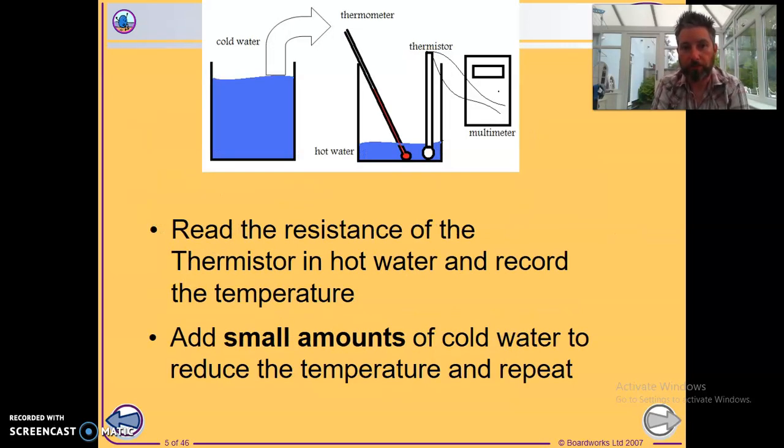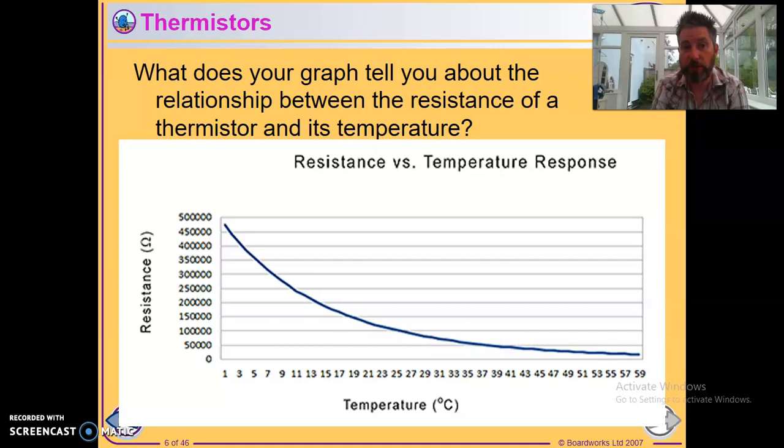So, what do we do? If we want to measure the resistance of a thermistor, what do we do? You put your thermistor into hot water and you measure the resistance. Then you add small amounts of cold water and you change the temperature and you record that, the temperature versus the resistance. And if you plot a graph of that, this is what you get.